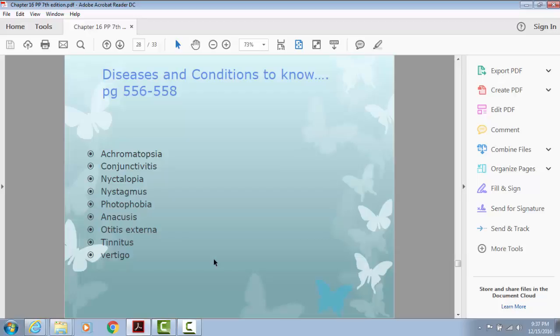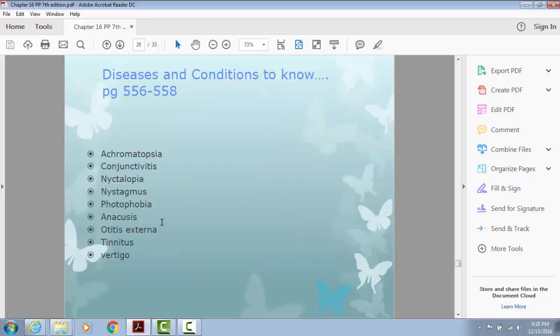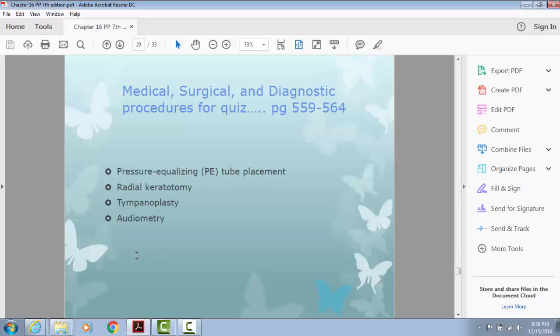Otitis externa we talked about is infection of the external auditory canal, and that was this picture here, otitis externa. This is otitis media. Tinnitus, we talked about, is ringing in the ears, and vertigo is the sensation of spinning motion, either of oneself or of their surroundings. Medical, surgical, and diagnostic procedures.